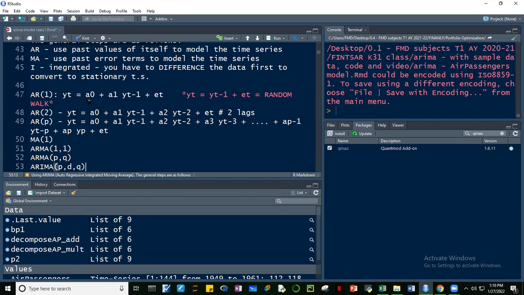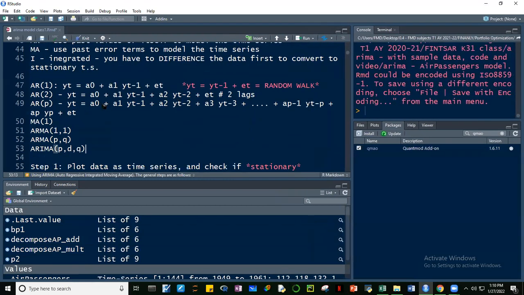So y sub t is equal to a sub 0 plus a sub 1, okay, times y sub t minus 1 plus an error term. Okay, so this is an example of an AR1 process. Bakit AR1 process? You notice, guys, si y sub t, ito yung model natin. Ano yung ginamit natin na parameters para i-model si y sub t? Y sub t minus 1.